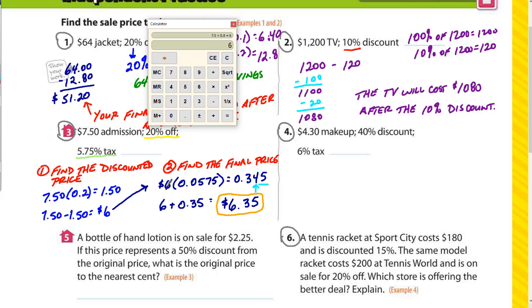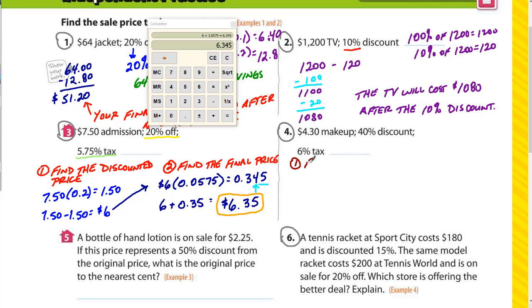Then we'd go up here and take the 6 and multiply it by 1.0575, so the full amount plus the tax. That would give us our $6.35 once we rounded. So you don't have to, and if you're following that but you're not 100% sure how I did that, that's what I'm going to do with problem number 4, because problem 4 is the same idea.